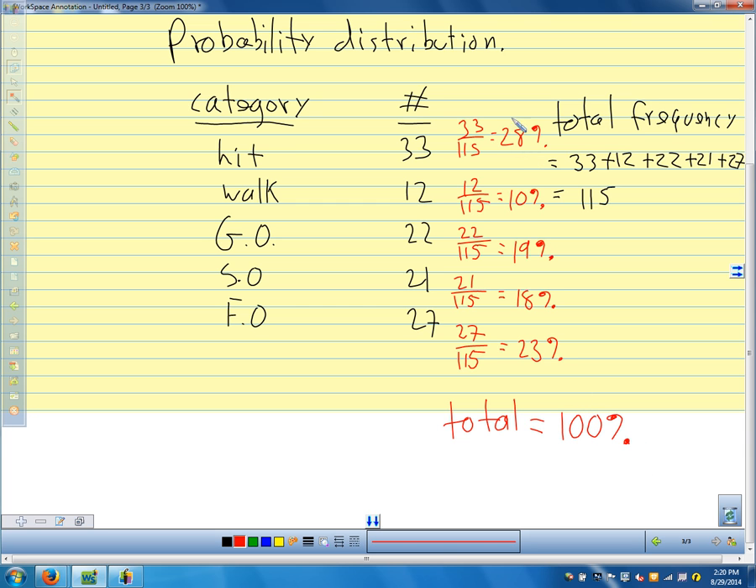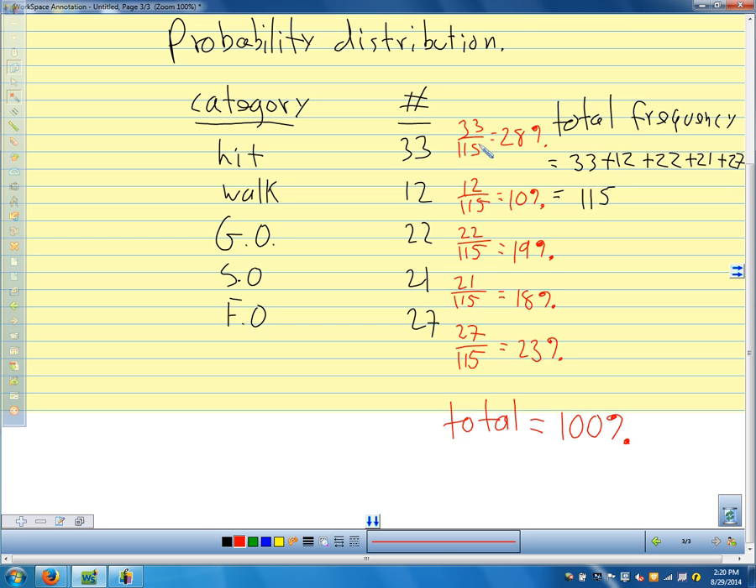So what we did in red here is our probability distribution. And that's all there is. Take the category, the number in the category, put it on the top of the fraction, put the total of all of them on the bottom of the fraction, and you have your probability. And that's all there is to frequency tables.